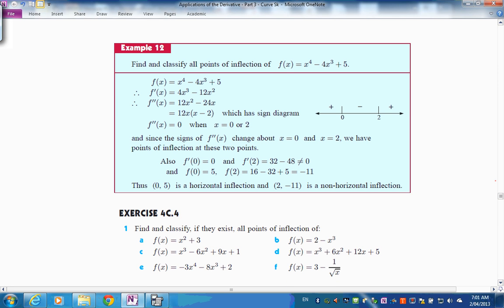Find and classify all points of inflection for this function. Get the derivative. Get the second derivative. This time we're putting the second derivative equal to naught, so x is naught or x is 2, and drawing a sign diagram, this time for the second derivative. Okay, and just checking that the sign of the second derivative changes. So the points of inflection would be at naught and 2. Sub naught and 2 back into the original function. Okay, so f of 2, sub those back.